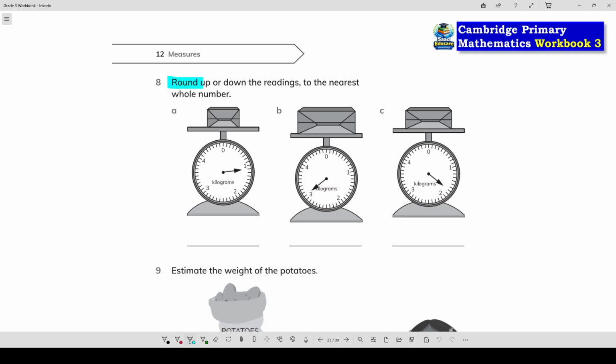Question 8. Round up or down the readings to the nearest whole number. So here, this is 1 kg. It's 1.1. So the whole number is 1 kg. This one is 3.1. So we can write this one as 3 kg. And this one is 1.7. So this can be written as 2 kg.